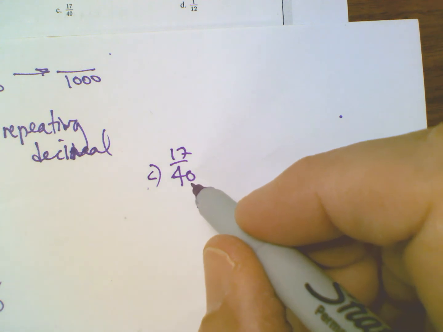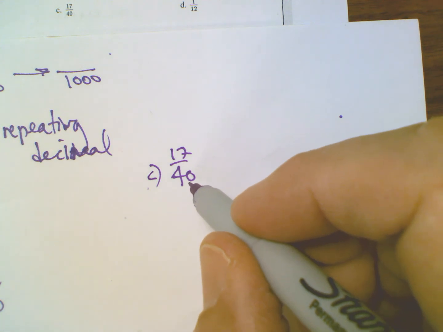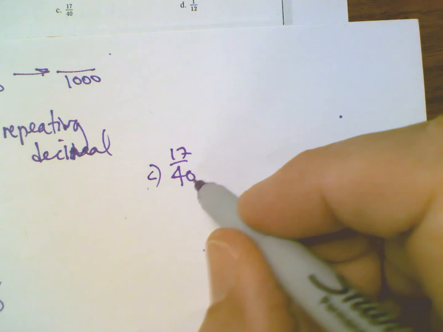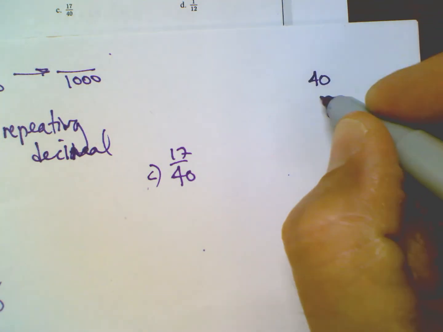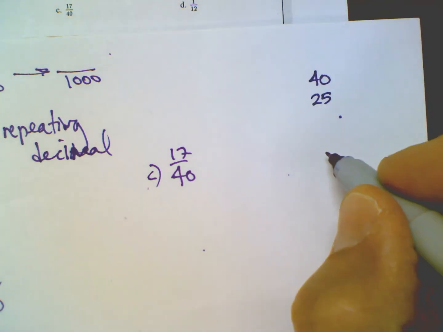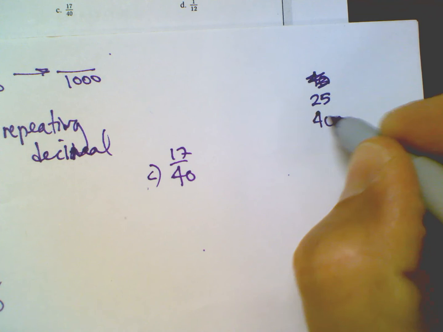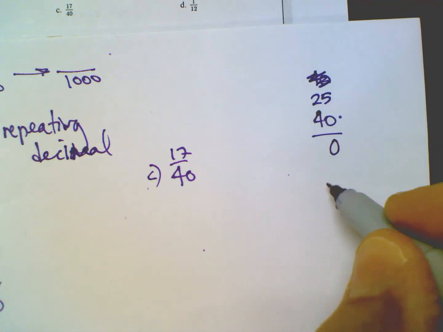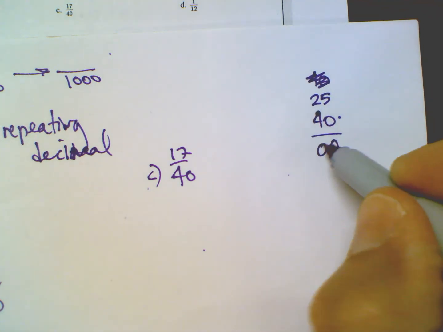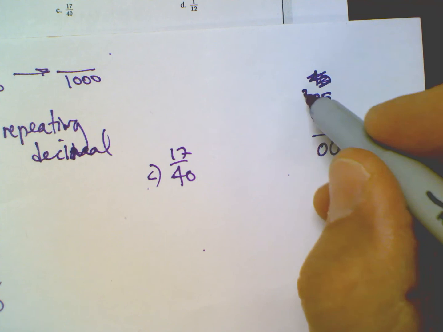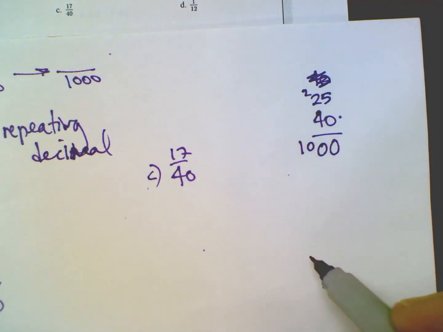Let's see, can I make it into 1,000? I might be able to. I think 40 times 25 might be 1,000, right? Actually, I'm going to change that, go 25 times 40, because I got a 0 here. And then I multiply, I get another 0, carry a 2, 8, 2, 1, sure does.